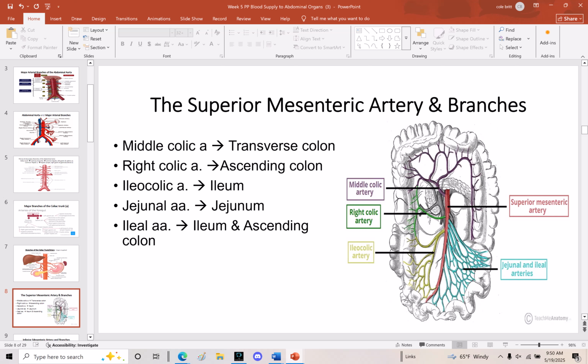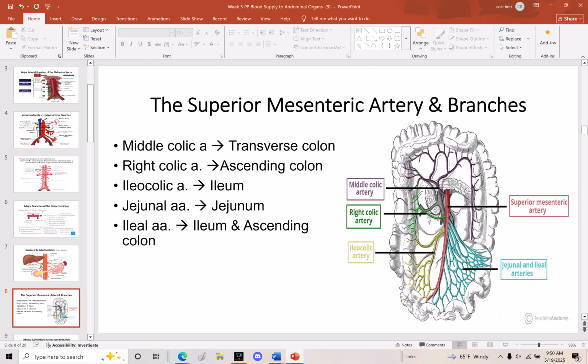So the middle colic artery supplies this area right here. Of course, the transverse colon has been reflected upward, so you can see this. The transverse colon normally hangs down like that, so you can't really see this one. The middle colic artery supplies this area right in here where the hepatic flexure is at. And it makes its way across the transverse colon.